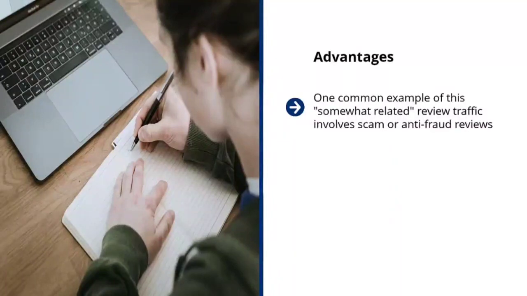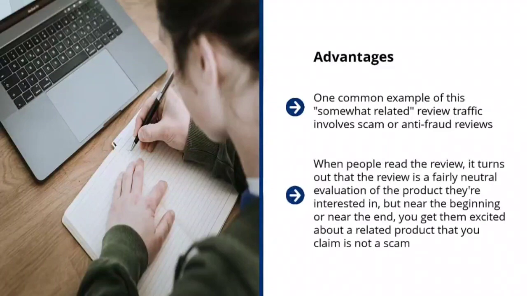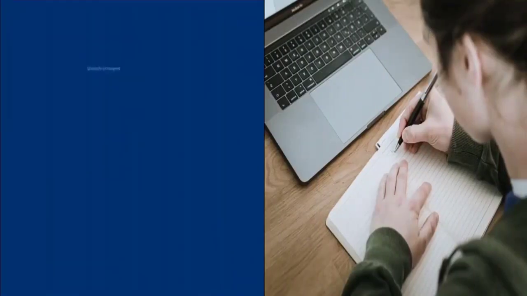One common example of this somewhat related review traffic involves scam or anti-fraud reviews. Basically, you would take the product name and then put the word scam or fraud and a question mark at the end. When people read the review, it turns out that the review is a fairly neutral evaluation of the product they're interested in, but near the beginning or near the end, you get them excited about a related product that you claim is not a scam. This is a very powerful variation that actually pulls a tremendous amount of traffic from search engines.